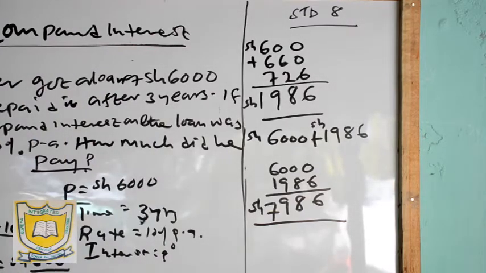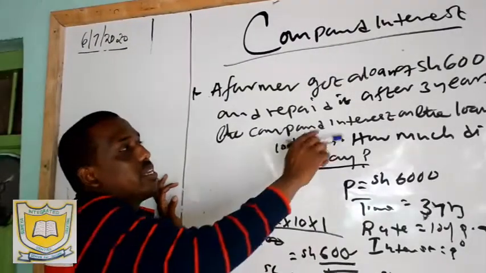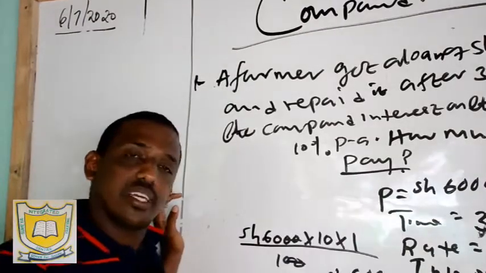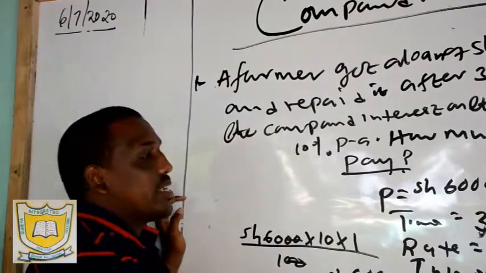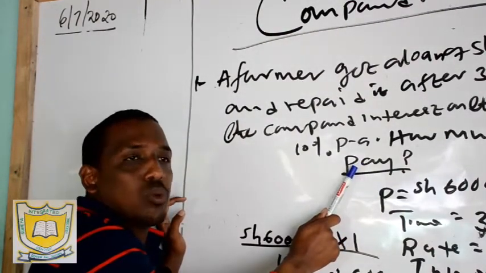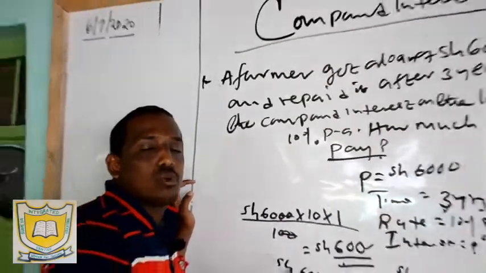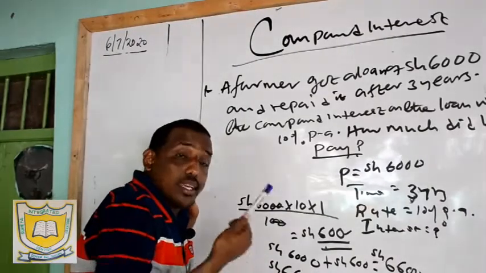I'm repeating. You are told a farmer got a loan of shillings 6,000 and repaid it after 3 years. Principal 6,000, time 3 years, rate 10%. We are lacking interest. How much did he pay? You must get the interest first. Remember we say amount is equal to interest plus the principal.